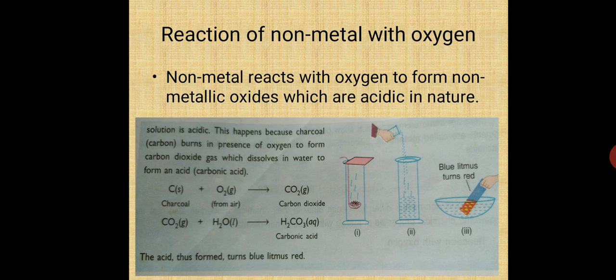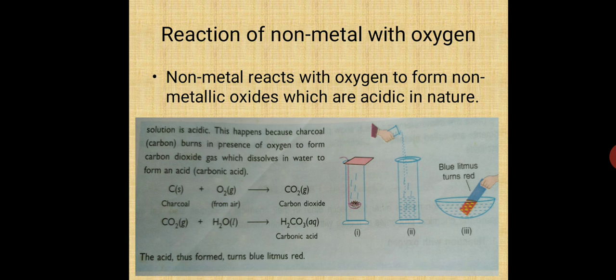It is covered with paper or cardboard, and after some time the charcoal is removed, and some water is poured into that jar. That water is collected in another jar, and again we do the same activity, that is, put both the litmus papers. You will see that now the blue litmus paper changes into red color. It means the solution is acidic.